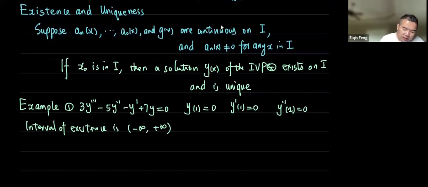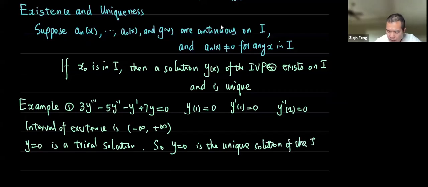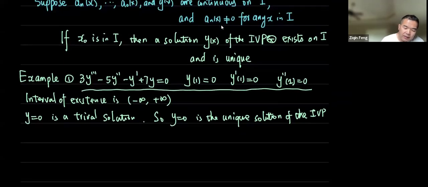And also we know that y equal to 0 is a trivial solution, right? So y equal to 0 is the unique solution of the initial value problem, right? This initial value problem here has a unique solution, which is y equal to 0, right? And now let's see another example.